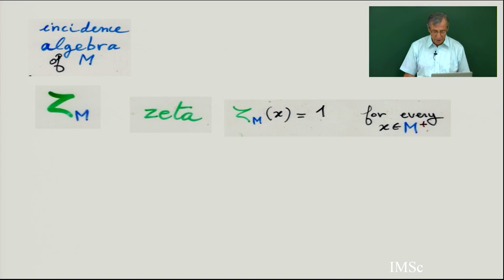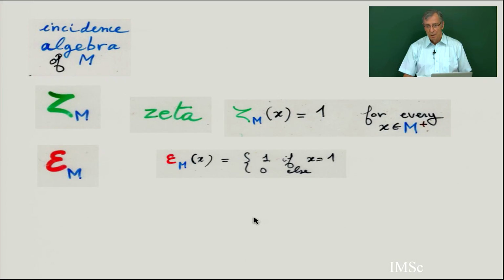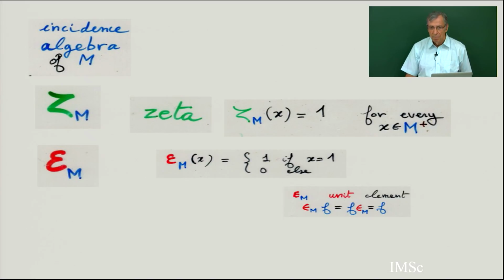Now we define in this algebra the zeta function. It's a constant function. It's 1 for any element of the monoid. You define the analog of the Kronecker for poset. The unit element is this function. It's 1 if x equal 1, the unit element of the monoid, and 0 else. And this epsilon is a unit element of the incident algebra. You can check that if you multiply this by the convolution product of two elements of the incident algebra of the monoid, it's a unit element.